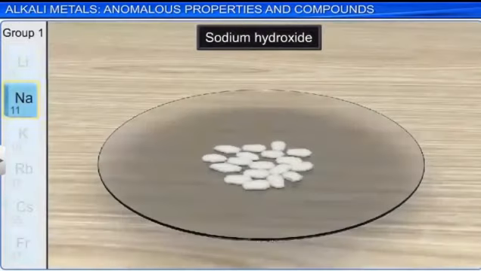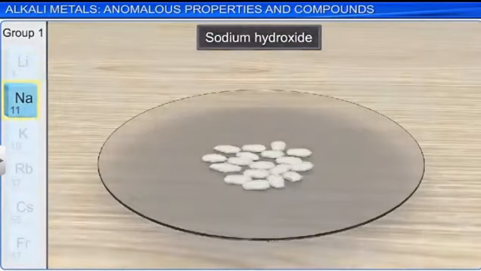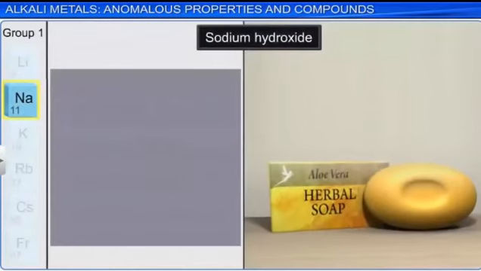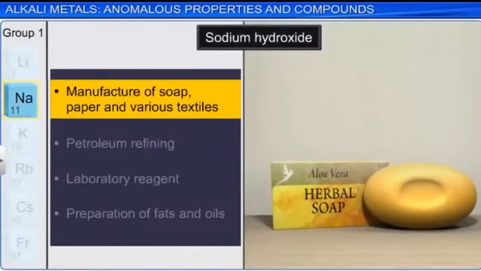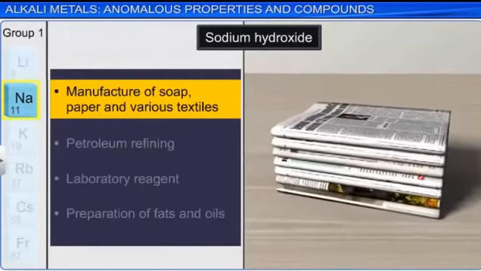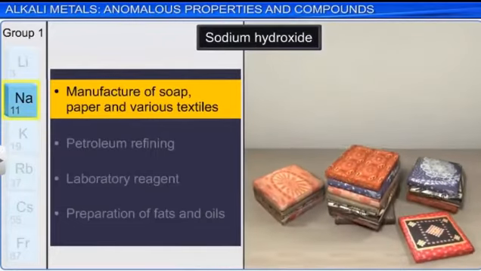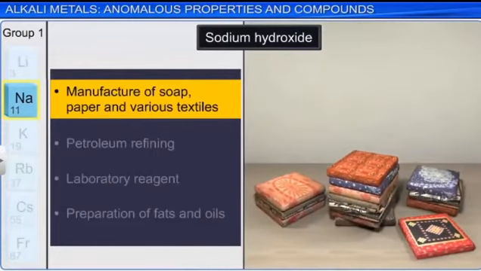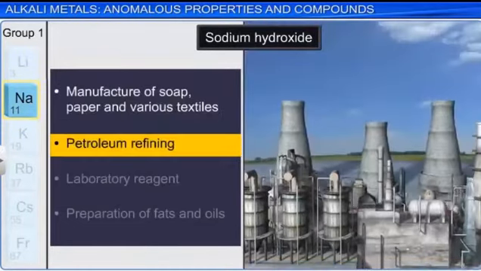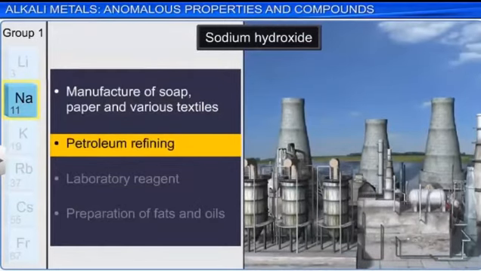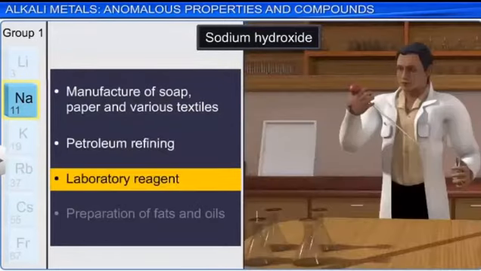Sodium hydroxide is used for a variety of purposes. It is used in the manufacture of soap, paper, and various textiles. It is used for refining petroleum, as a laboratory reagent, and in the preparation of fats and oils.